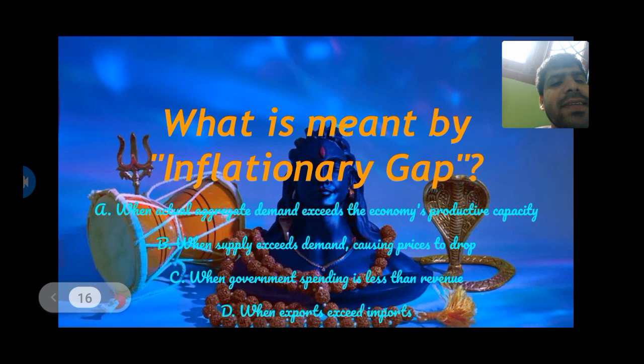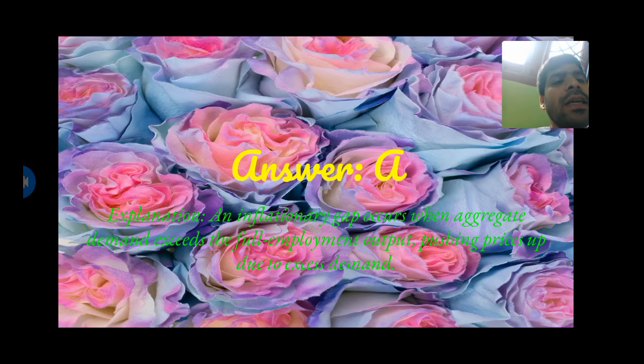And the next question is, what is meant by inflationary gap? And the options are option A, when actual aggregate demand exceeds the economy's productive capacity. Option B, when supply exceeds demand, causing consumer prices to drop. Option C, when government spending is less than the revenue. And option D, when exports exceed imports. And the correct answer is option A. An inflationary gap occurs when aggregate demand exceeds the full employment output, pushing prices up due to excess demand.